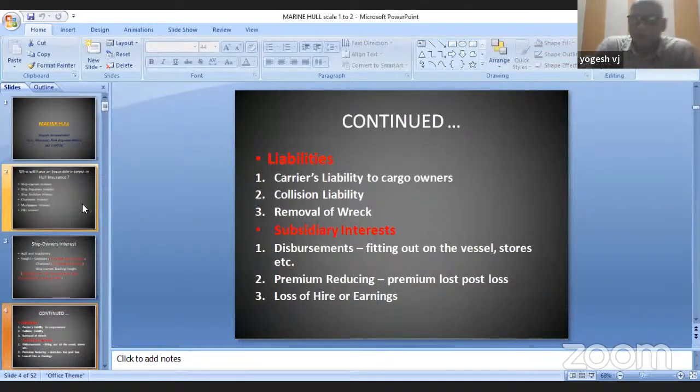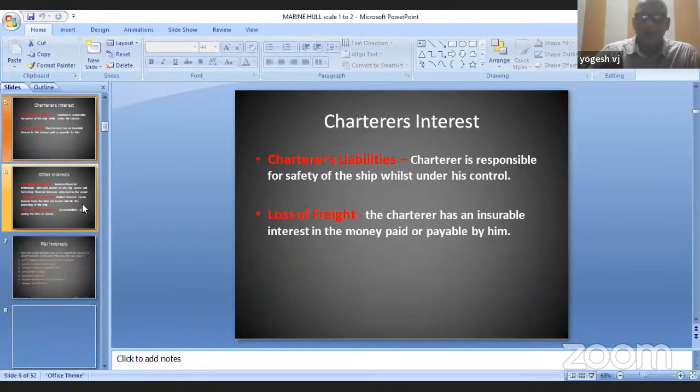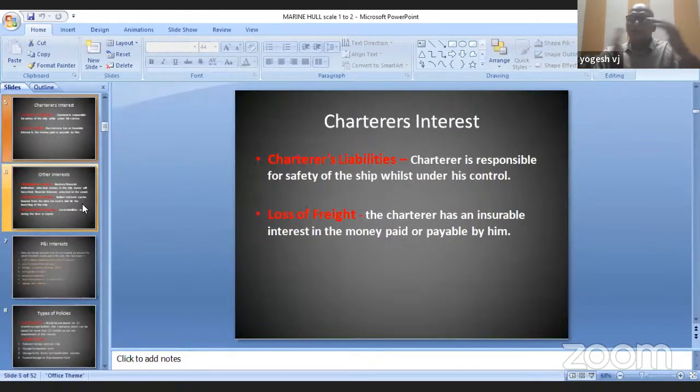Second is premium reducing, that is premium lost post loss, and loss of hire or earnings. Again, if your vessel is stranded, you are losing hire, you are losing your earnings, just as it happened in COVID times. Now, these were the interests associated with the ship owner. Now, let us assume, what if you are the owner of the vessel and you give your vessel to some other party, a charterer, and you use their vessels.